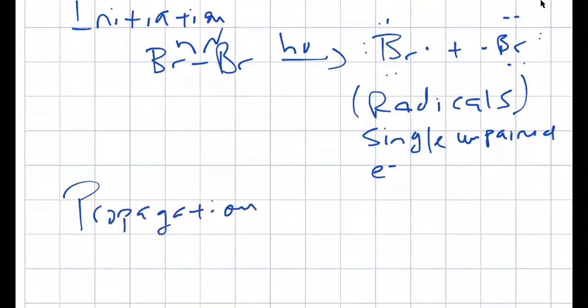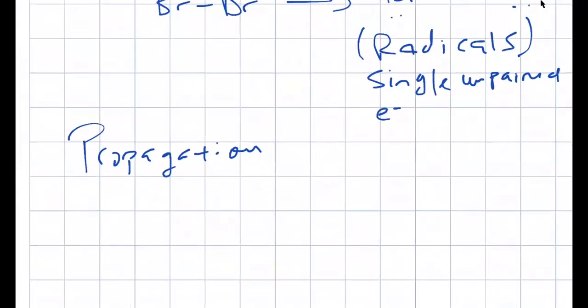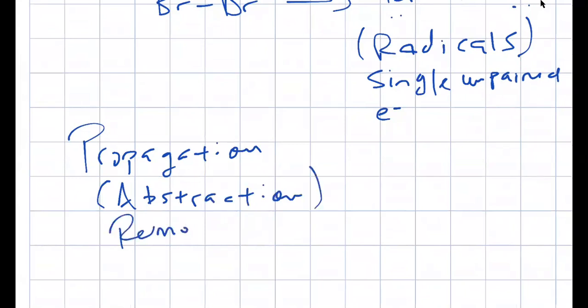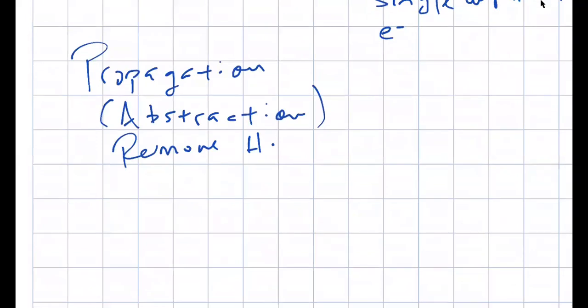So that's where you pull off hydrogen. The term for removing hydrogen is called abstraction. You pull off H dot. So here I'm going to pull it off using one of the bromine radicals that I made at the beginning.